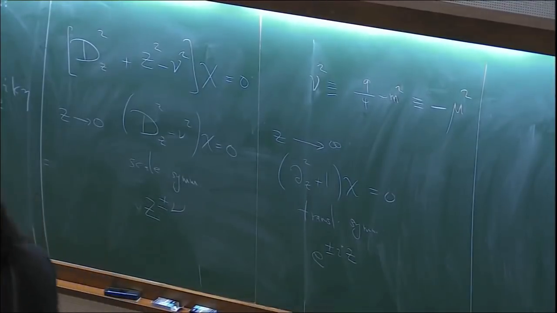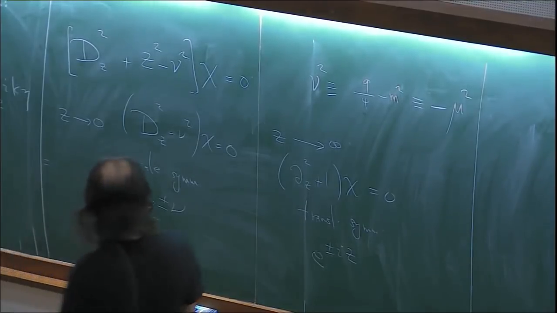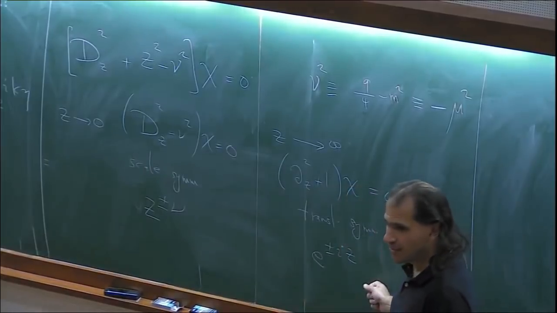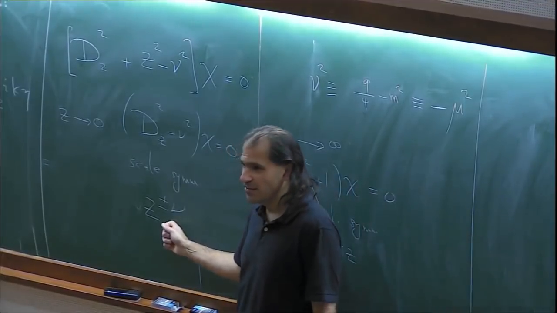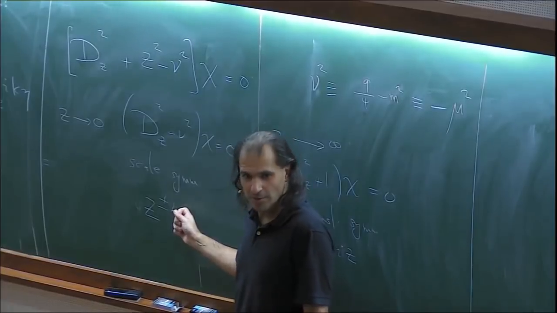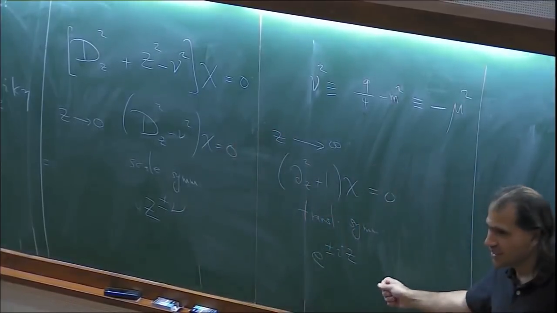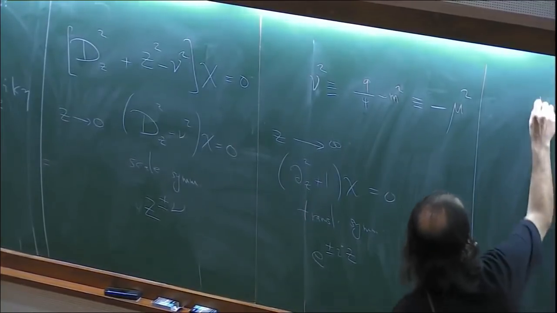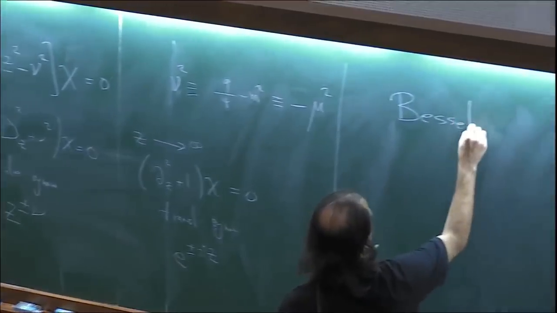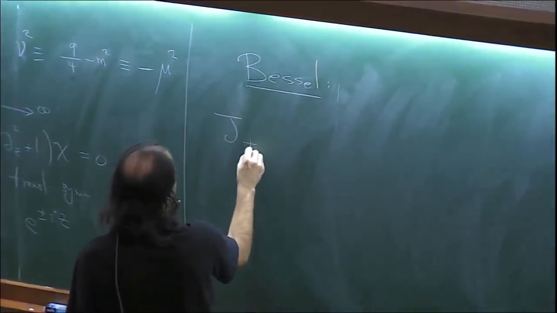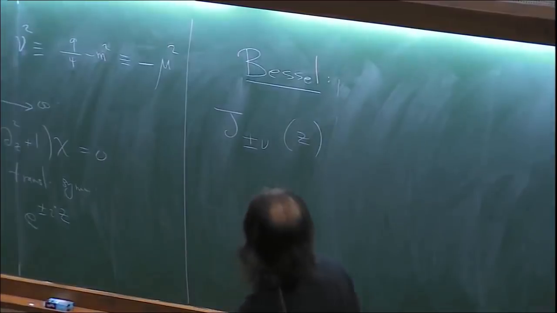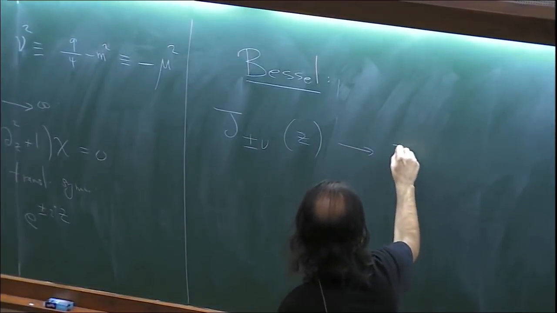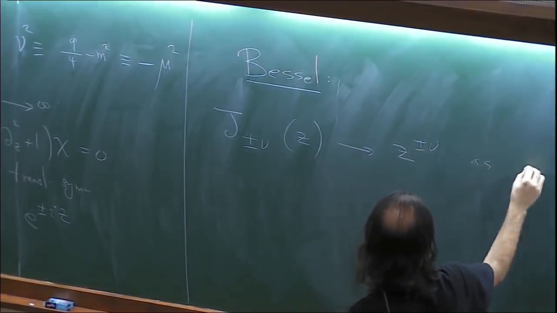So it's reasonable to give names. It's a second-order differential equation, has two solutions. Okay, so it's reasonable to give names to the solutions that behave nicely under the two symmetries. The name for the solutions that behave nicely in the z goes to 0 limit is Bessel. The name for the ones that behave nicely in the z goes to infinity limit is Hankel. Okay, so Bessel functions are j plus minus nu of z, and they're the things that look like z to the plus minus nu as z goes to 0.